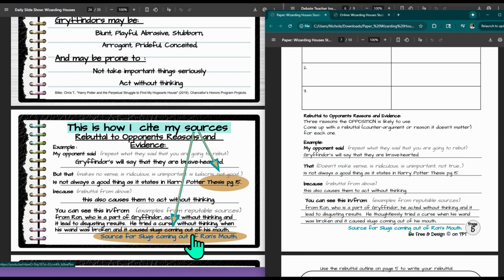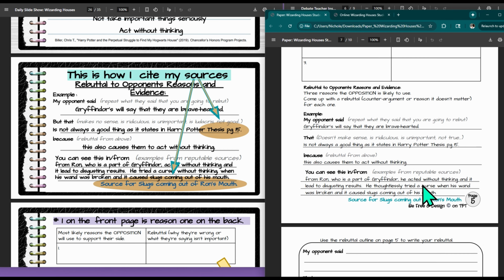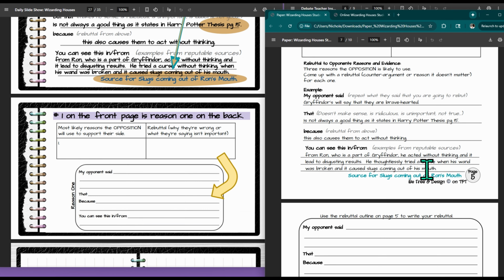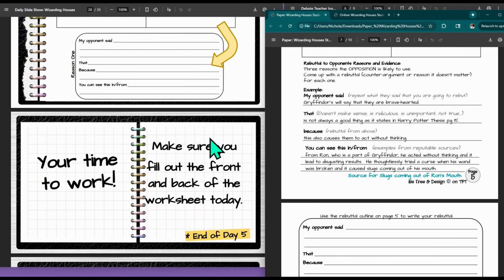Later on, we will do slides. So I tell them, if you can link it, do, but if you can't, just write it down. Also, they can link it right here if they have the online version. Right here, you would take their number 1 and then they write down reason 1. I really love this format because it really makes them put their rebuttals into full paragraphs and not just say 4 or 5 words in the rebuttal, but really think it through and be conscious about telling their sources. So then they have time to work, and that is the end of day 5.